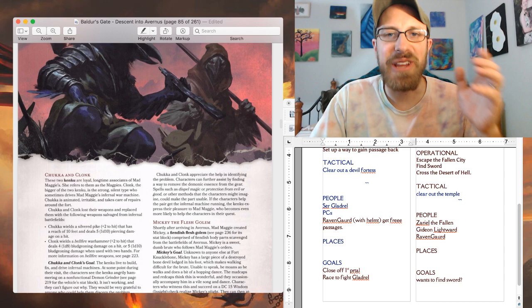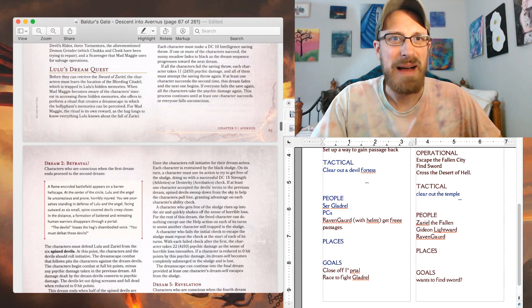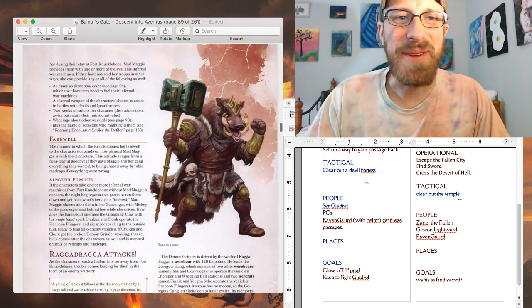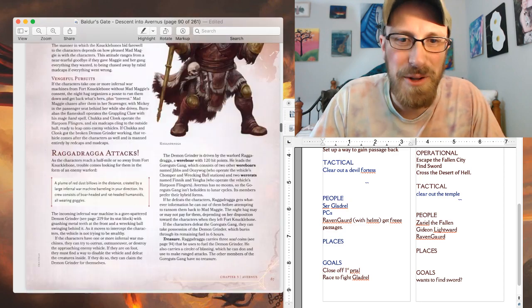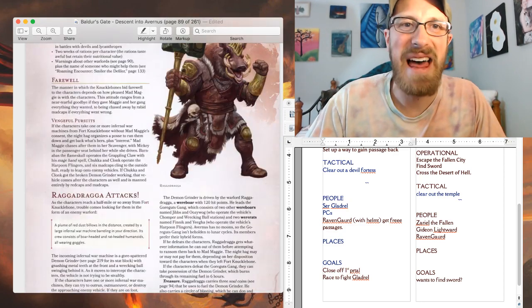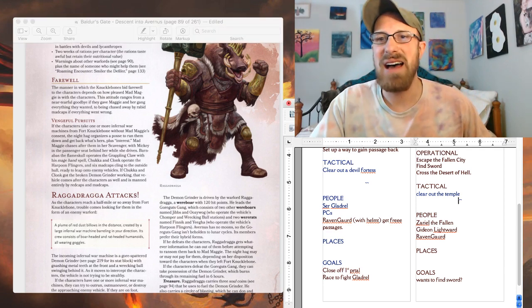I really like Fort Knucklebone. I really like the idea of doing Mad Max in hell. But I think some of the stuff is just a little silly. I do not like the idea of a floating elephant, right? I think that's just ridiculous. I think that might be a little bit too much.